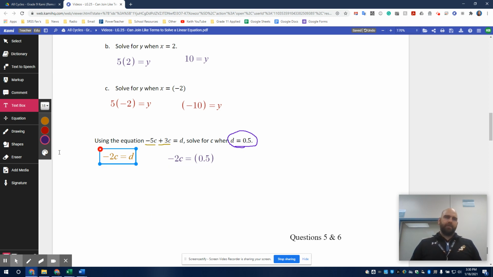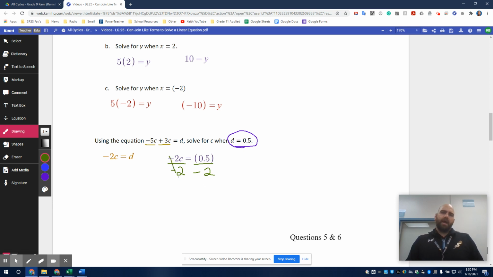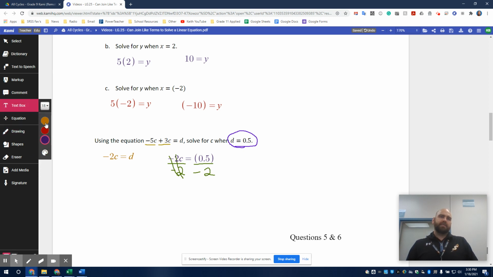again, we need to get c all by itself. So we are going to divide both sides by negative 2. And as we've seen before, this is going to cancel out, and we're going to get our c value all by itself. All right, so c now is by itself.